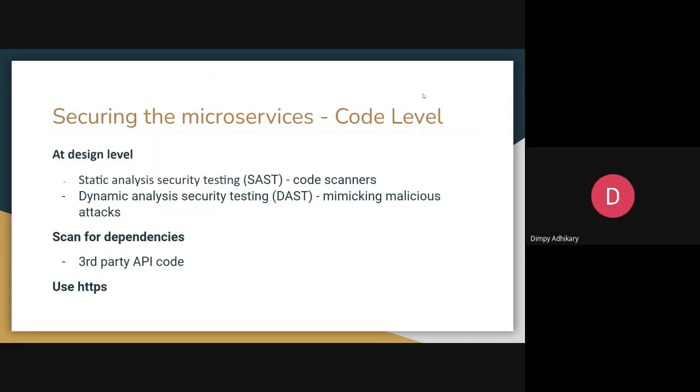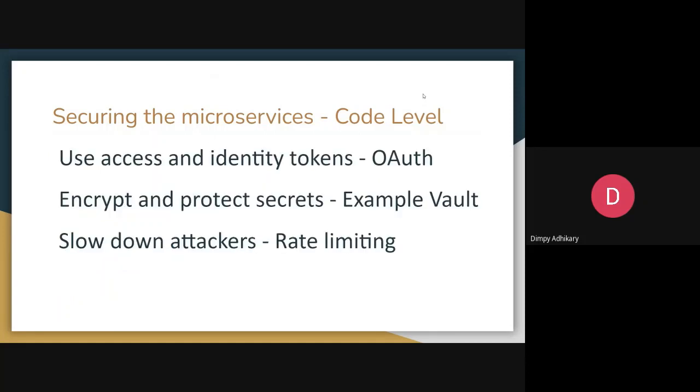Another important point here is we should always go for HTTPS. HTTP is not secure. So whenever we are developing our APIs, we should go for HTTPS as the transport. All this user access or identity stuff we have discussed actually. So OAuth is one good way of authorizing your APIs. All those we should consider when we write our code.